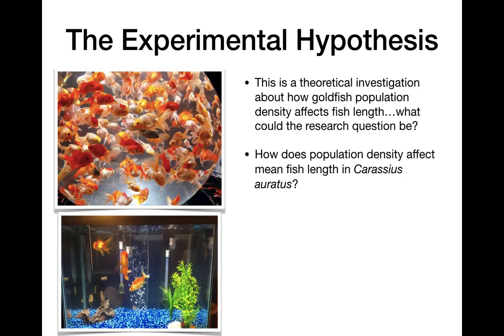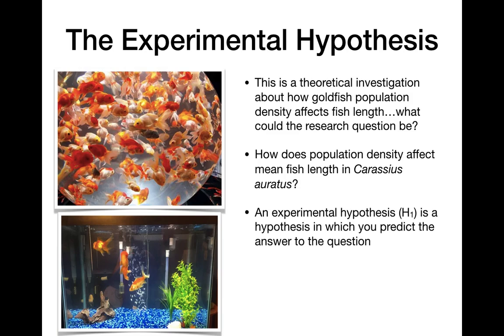Well, here's an example. How does population density affect mean fish length in Carassius auratus? So I have my independent variable as population density, my dependent variable is fish length, and I specified the species of goldfish. That's an okay question. It could be better, but it's a pretty good question to start with.